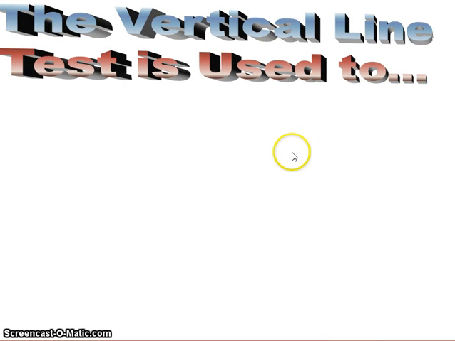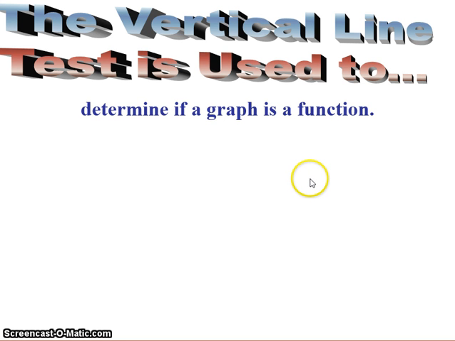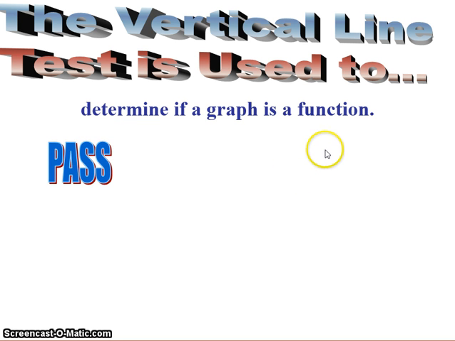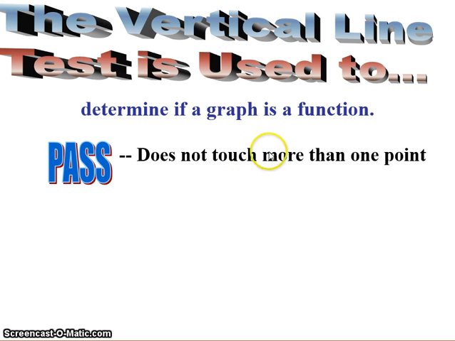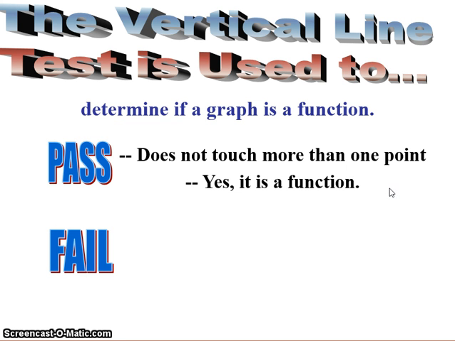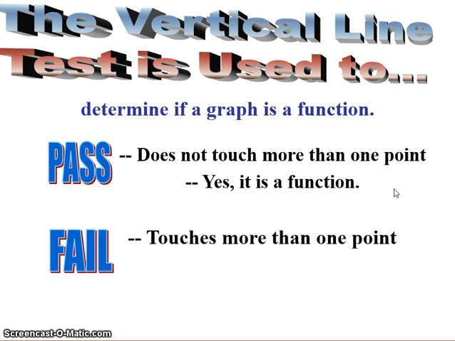So remember, the vertical line test is used to determine if a graph is a function. If you perform the vertical line test, it is said to pass if it does not touch more than one point. And if that is the case, then yes, it's a function. However, if you perform the vertical line test and you say that it fails, that means that it touches more than one point, and it is not a function, it is just a relation.